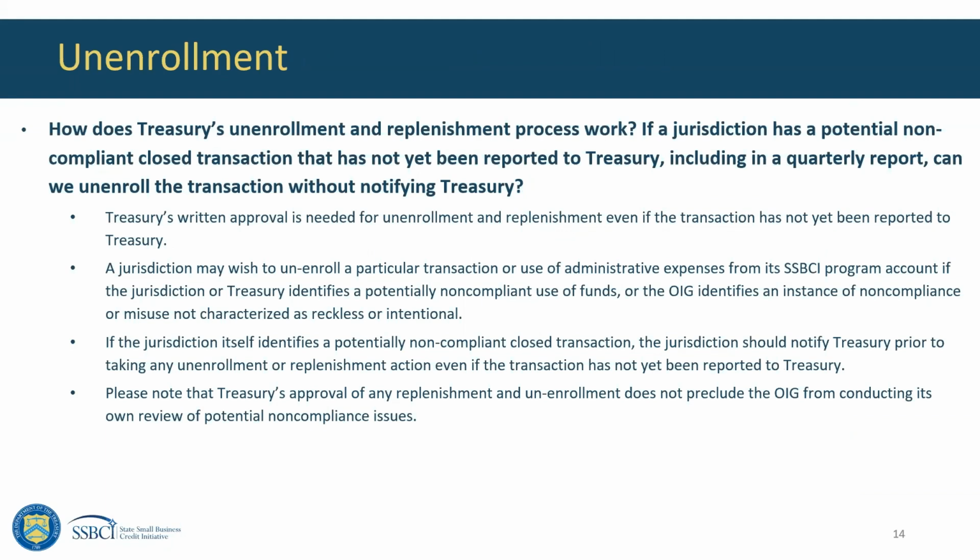Okay, moving on to the next slide. The next three slides will be on unenrollment. So for jurisdictions that may wish to unenroll, a close or use of administrative expenses when a jurisdiction identifies a non-compliant use of funds. However, Treasury's written approval is needed before a jurisdiction can unenroll a non-compliant transaction. If a jurisdiction identifies a non-compliant use of SSBCI funds, the jurisdiction should notify Treasury prior to taking any unenrollment and replenishment action, even if the transaction has not been reported to Treasury.